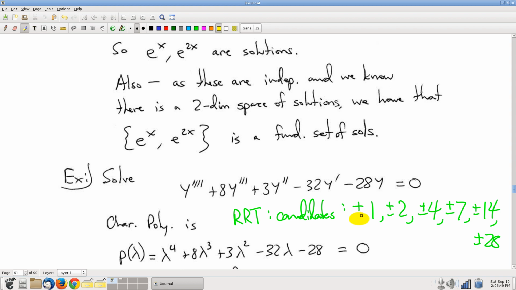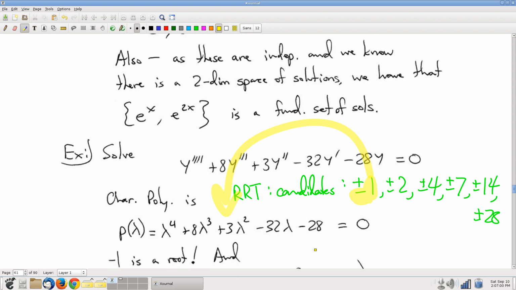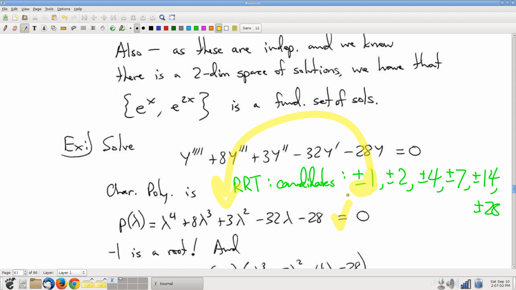Okay, let's try negative 1. Does that work? Take that, plug it in. What do you get? Well, there's some arithmetic to be done here, but when you add it all up, yes, that works. Negative 1 is a root. So we found a root. Good deal. 3 more to go.